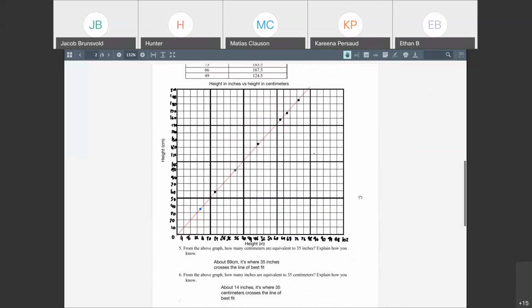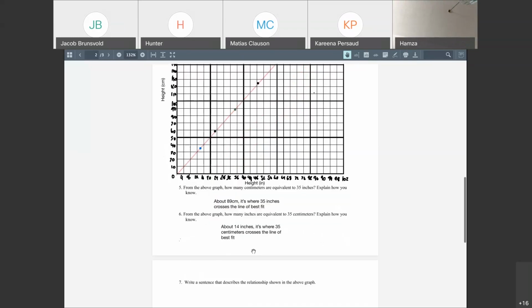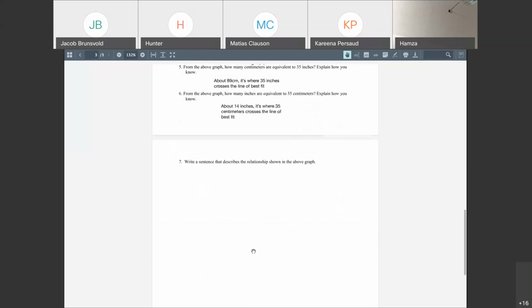So number 6, from the graph above, how many inches are equivalent to 35 centimeters? So now we're going to start with 35 centimeters. So you estimated that about right here. And then you're going to follow that down to the x-axis. It looks like about here, and you said that was about 14. So that looks like a pretty good estimate to me. I like that you included units, inches, and I like that you showed your work. So that's good.